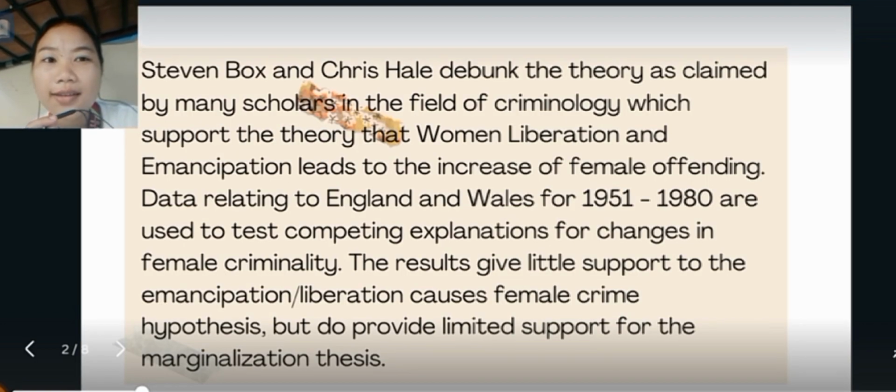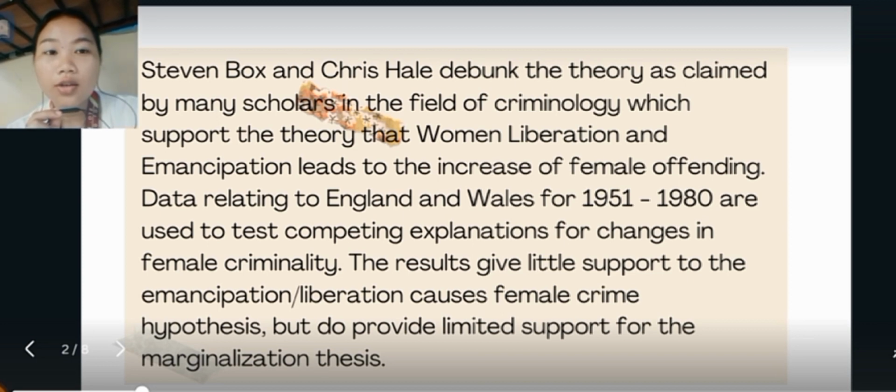My topic for today is all about Steven Box and Chris Hale, female liberation and criminality. Steven Box and Chris Hale debunk the theory claimed by many scholars in the field of criminology, which supports the theory that women's liberation and emancipation lead to an increase in female offending.